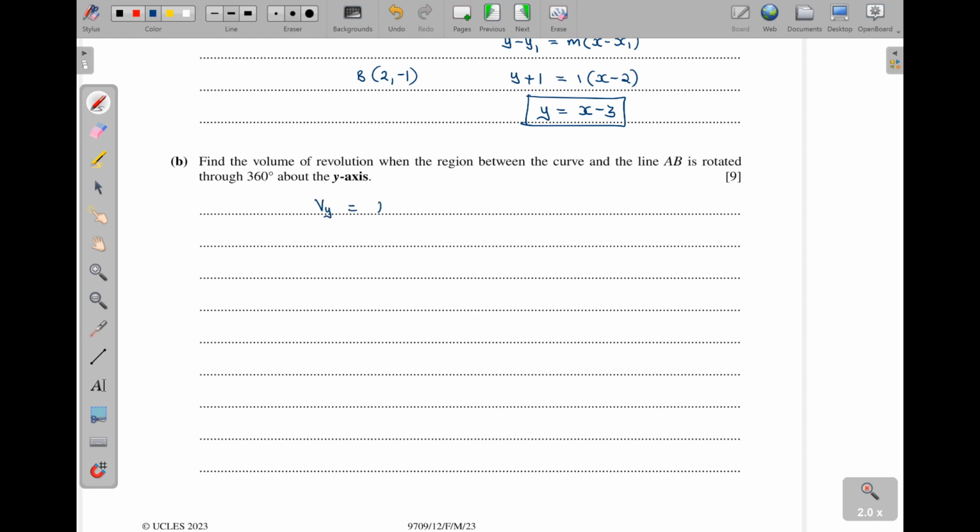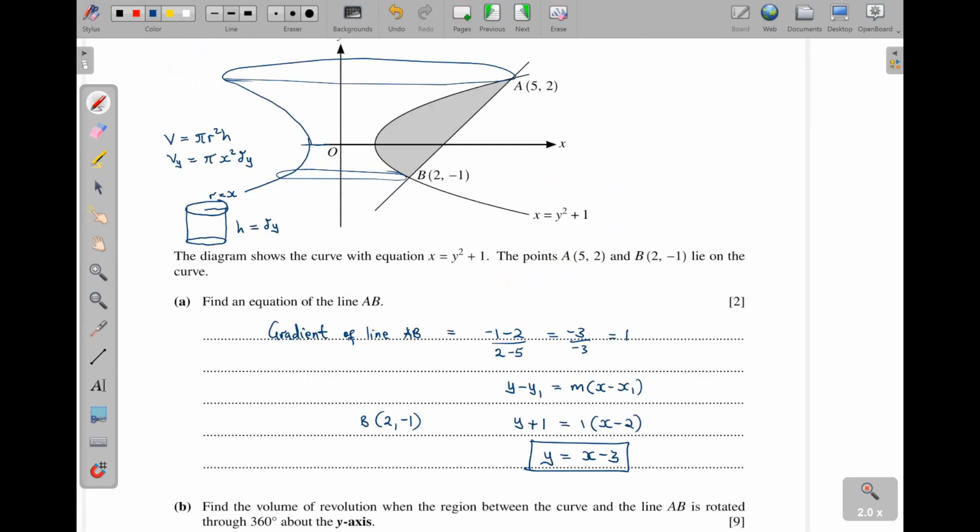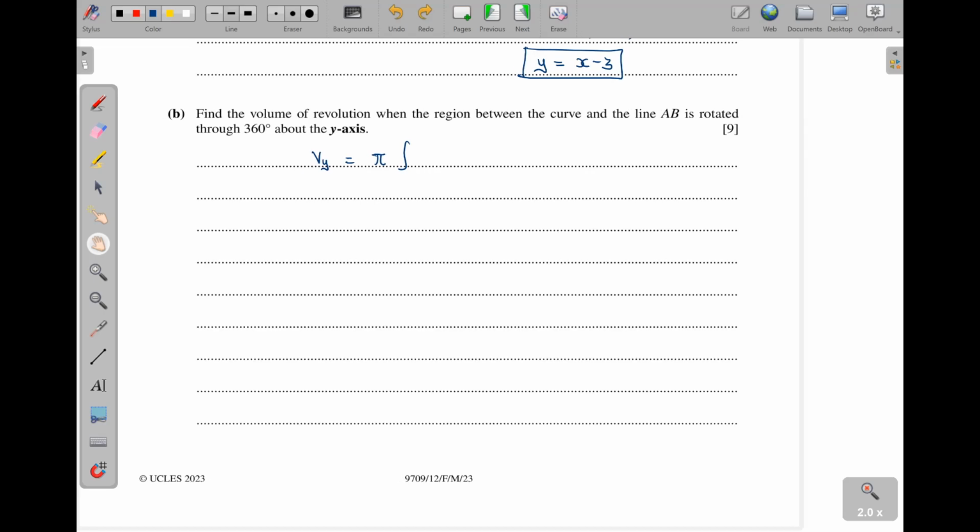So this simply implies that we are going to have Vy is equal to pi. Now we are integrating, and the limits are going to be from -1 to 2. The limits, the ones of y. So -1 and then to 2.